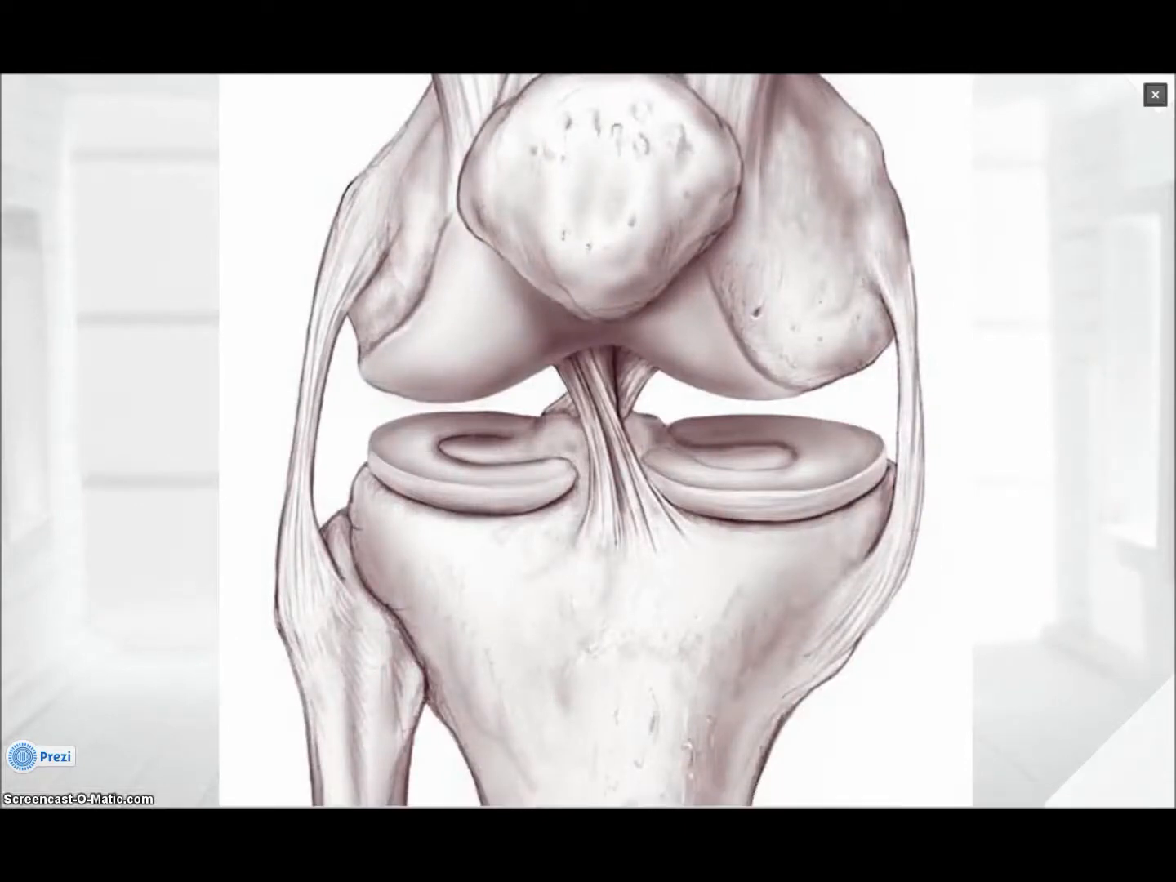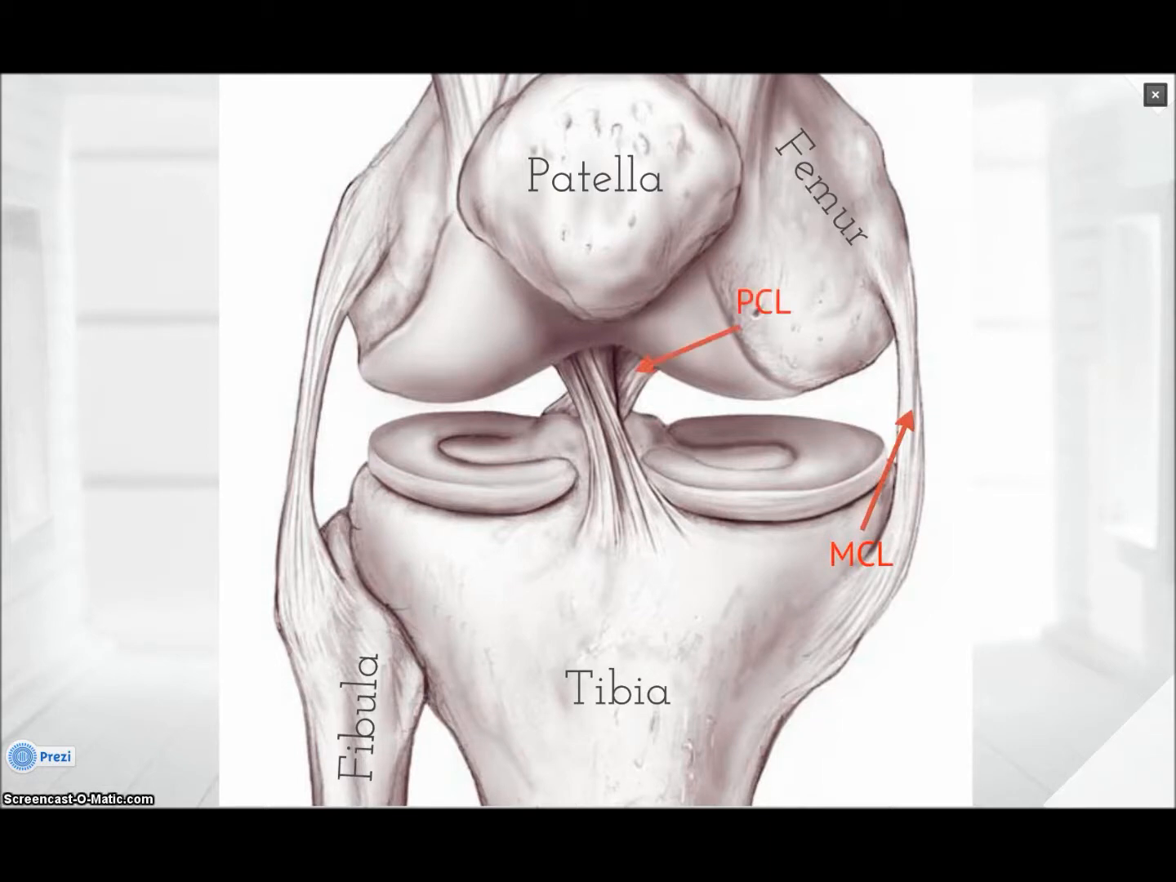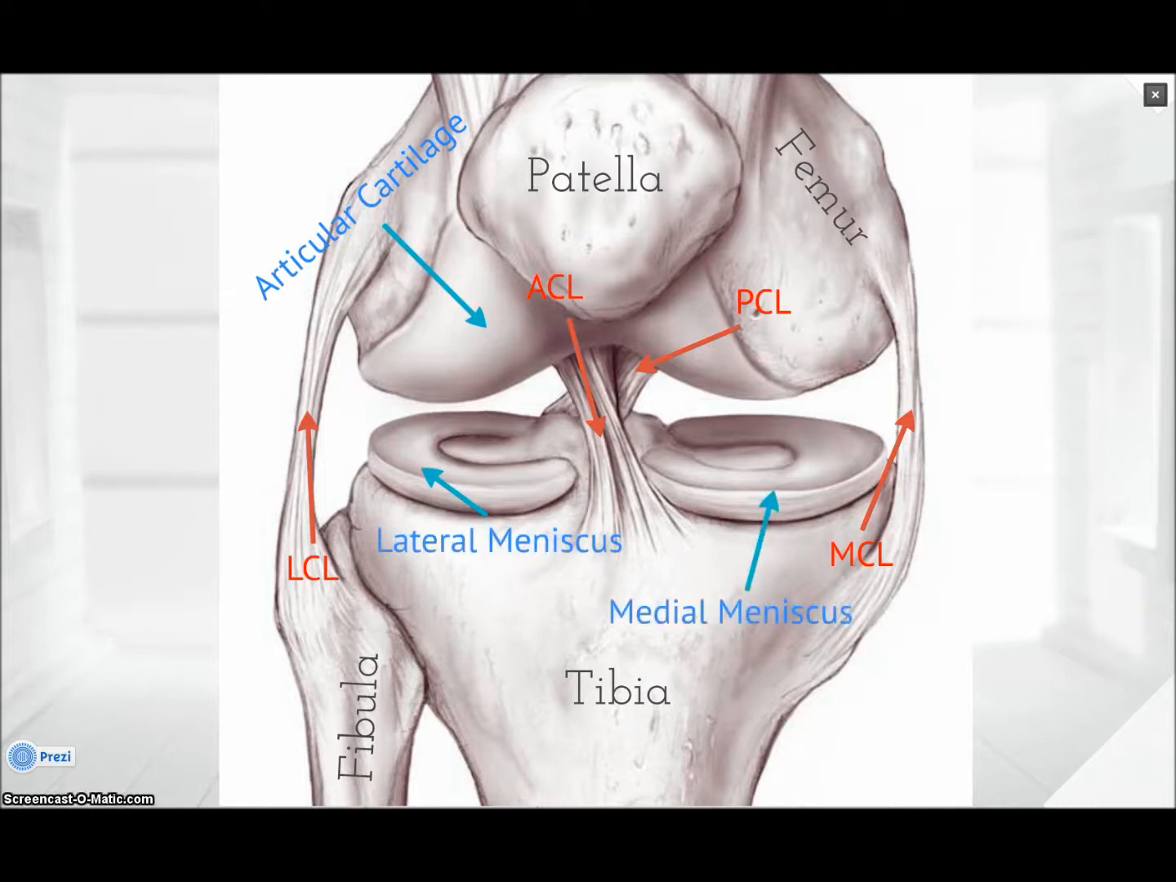The knee is made up of four bones: the femur, the patella or kneecap, the fibula, and the tibia. Holding these four bones together are four main ligaments: the medial collateral ligament, the posterior cruciate ligament, anterior cruciate ligament, and the lateral collateral ligament. Interfacing between the bones is cartilage. The articular cartilage on the femur glides on the lateral meniscus and medial meniscus of the tibia.